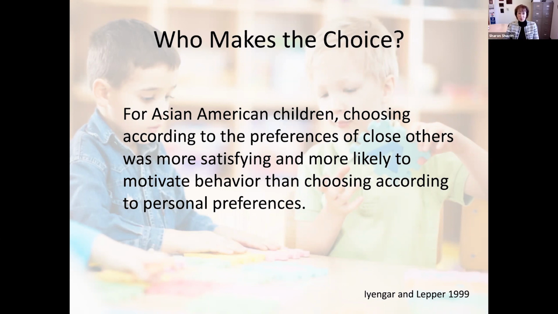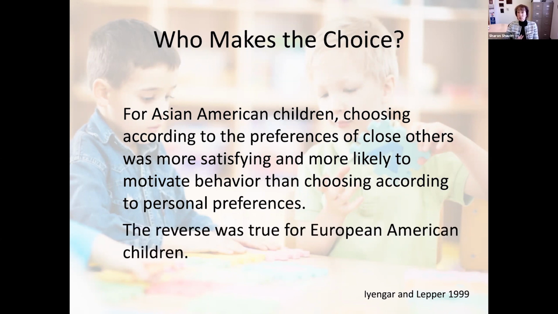So for Asian American children, choosing according to the preferences of close others, like their mom, was more satisfying. And it was more likely to motivate behavior, like persisting on a puzzle that was difficult, versus choosing according to personal preferences. In other words, for Asian American children, if mom said she thought you'd like this puzzle, the child was more satisfied with that puzzle and more likely to work that puzzle longer. The reverse was true for European American children. For these kids, having someone else choose for them was demotivating. That is, they were more motivated by being able to make their own selection of puzzle to play with and more likely to persist on that puzzle if they had been allowed to make their own choice.